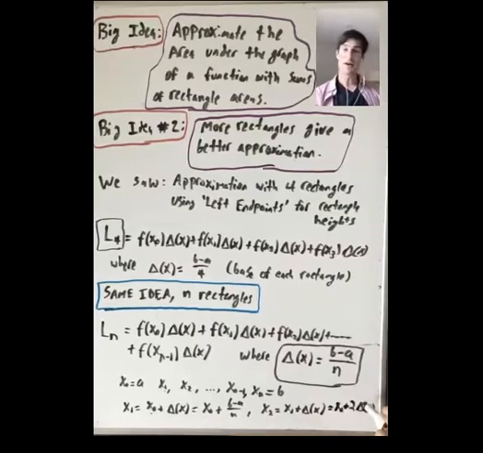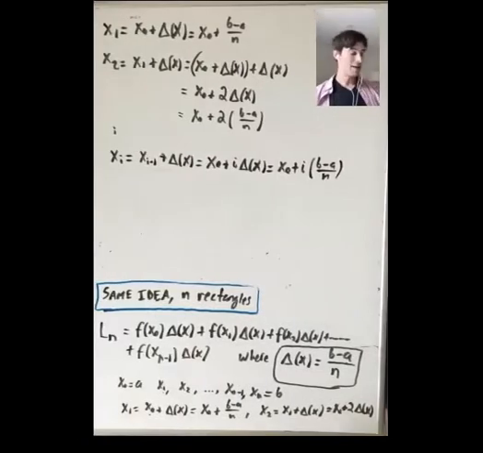And now that we know how long the base of each rectangle is, we can write down an expression for x2 and for any of these xi's. So I'm going to pause and erase, and I'll explain in general how you can write down xi just in terms of a and b and n. We were talking about how we take our interval from a to b and divide it up into n equal size pieces.